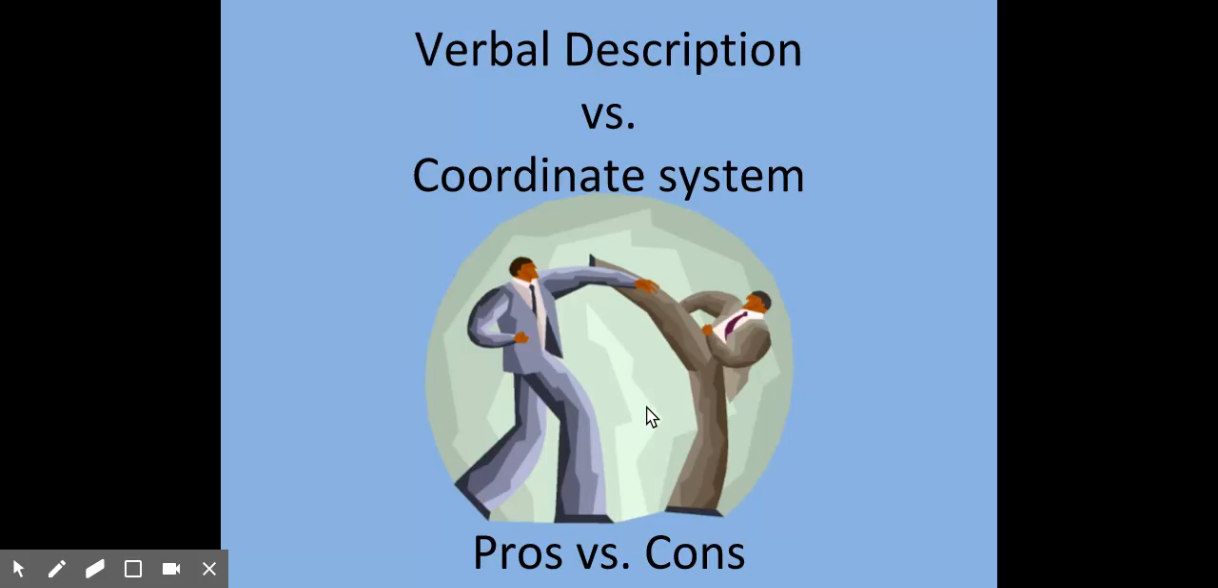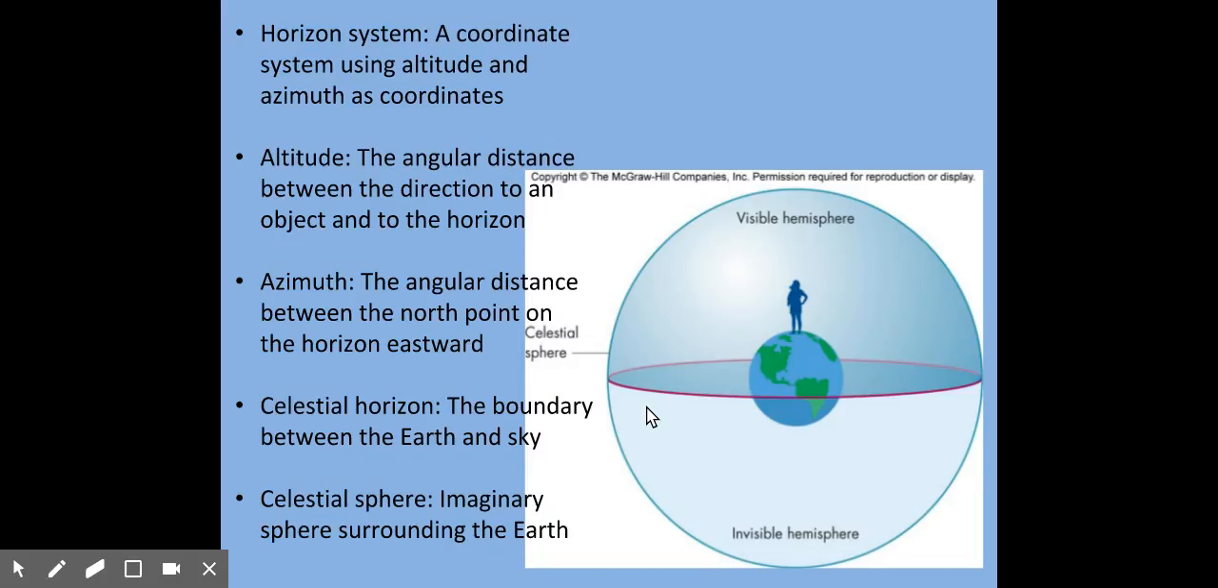So, what is the difference or the benefits between verbal descriptions versus a coordinate system? So the horizon system is a coordinate system using altitude and azimuth. So we're going to start applying this to the night sky, right? Altitude is the angular distance between the direction to an object and to the horizon. The azimuth is the angular distance between the north point on the horizon eastward.